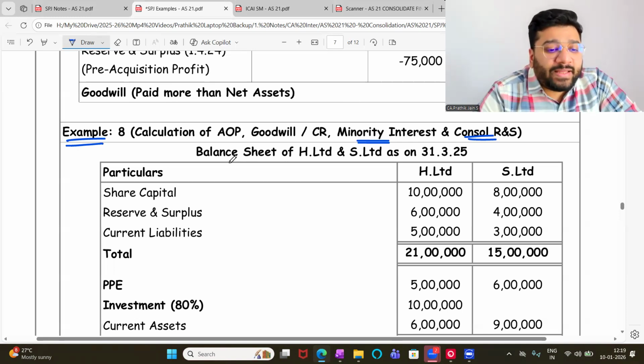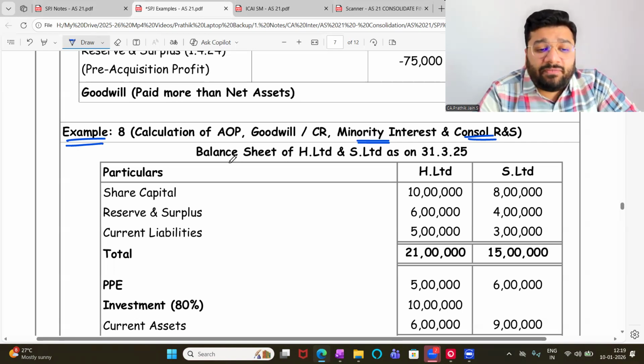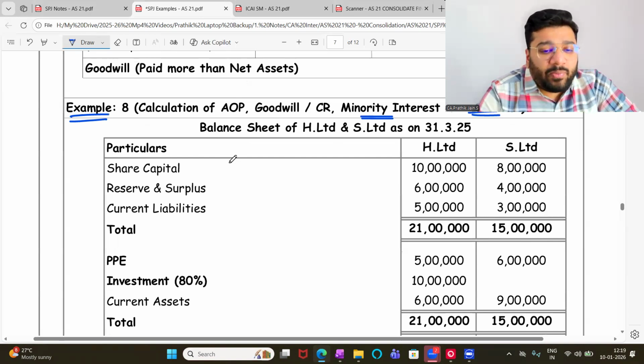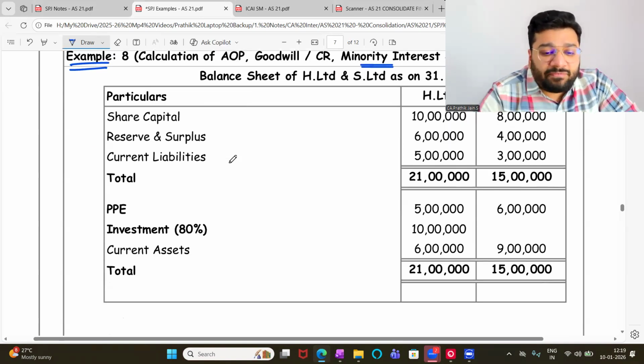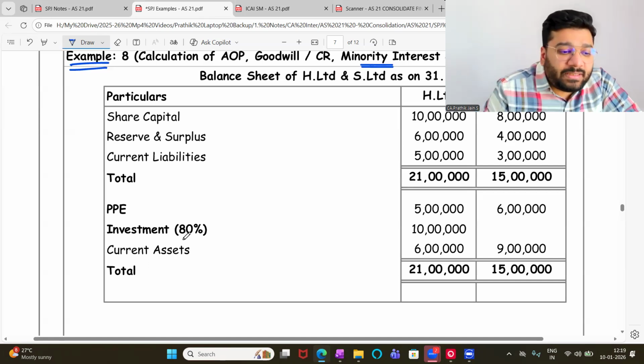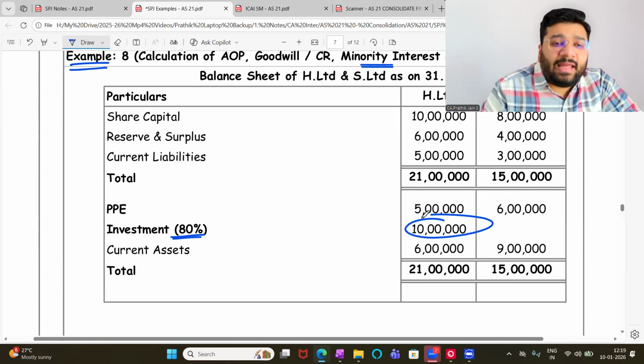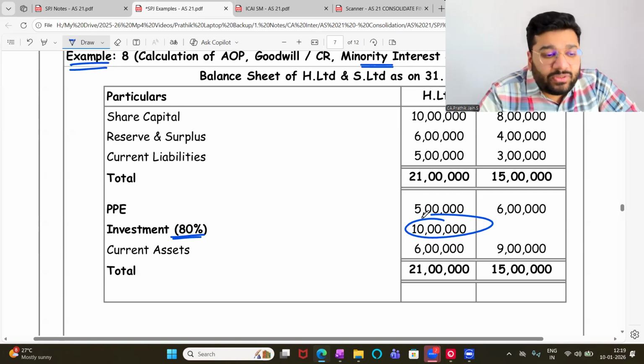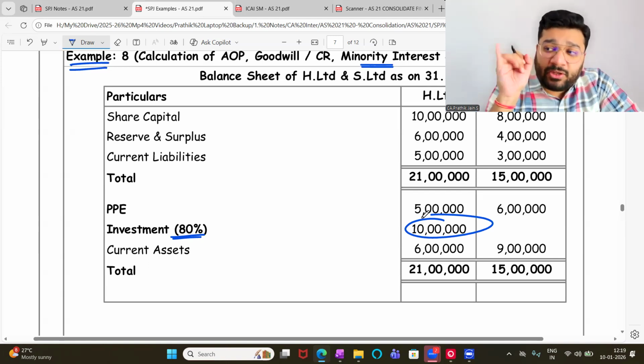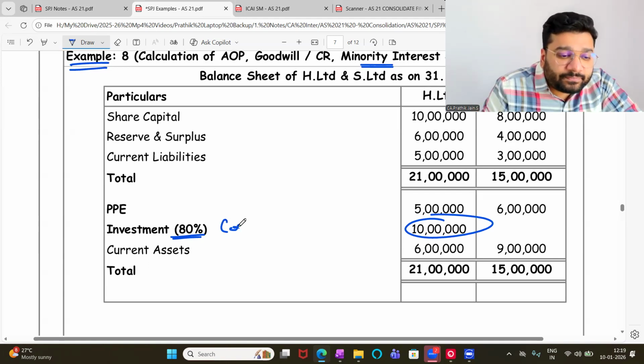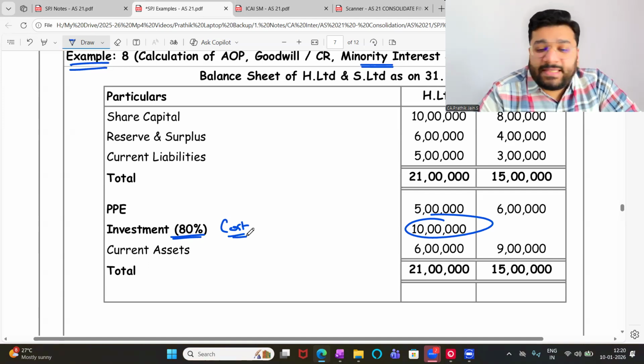It says that balance sheet of H Limited and S Limited as on 31st March 25. This is balance sheet of which financial year? 24-25. What is the share capital of H? 10 lakh. Then reserve and surplus of H and S. Current liability 5 lakh, 3 lakh. PPE 5 lakh, 6 lakh. Investment 10 lakh, 80 percentage. Can I say this 10 lakh is equal to face value? No, this is at cost. So this could be equal to face value or more than face value. Current asset 6 lakh, 9 lakh.